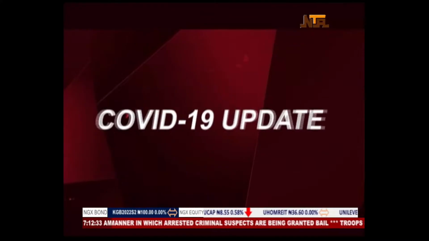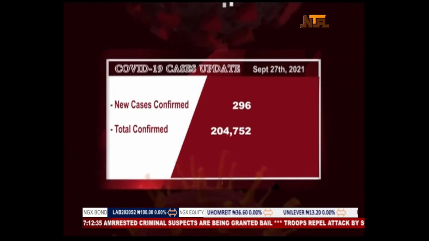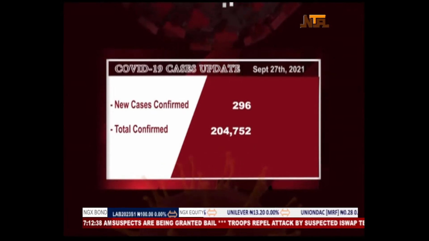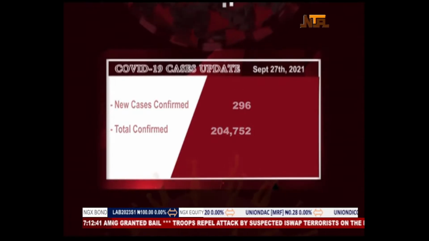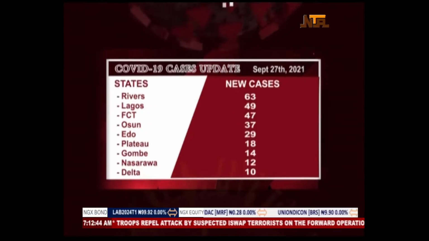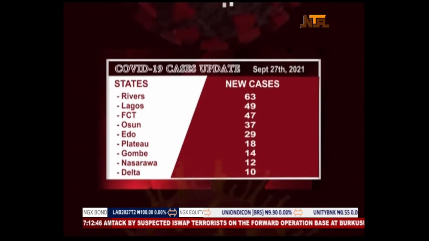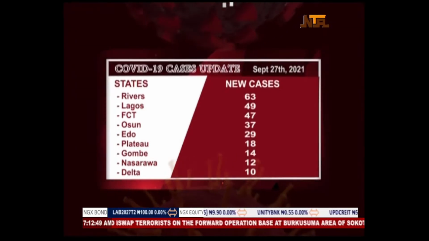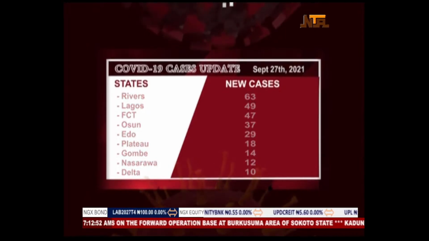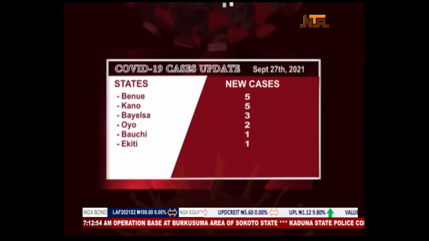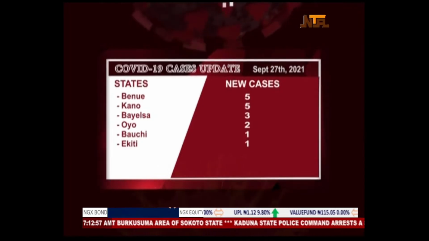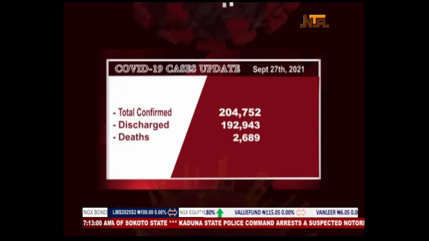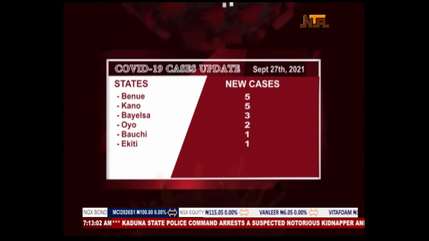COVID-19 cases continue to decline in the last few days, with 296 new cases recorded in 14 states and the FCT. In the latest figures released by NCDC, Rivers State has the highest new confirmed cases of 63, followed by Lagos with 49, FCT recorded 47, Osun State 37, Edo 29, Plateau State recorded 18, and Gombe recorded 14. Others are Nasarawa 12, Delta 10, Benue and Kano states have 5 cases each, Bayelsa 3, Oyo 2, while Bauchi and Ekiti states have 1 case each.